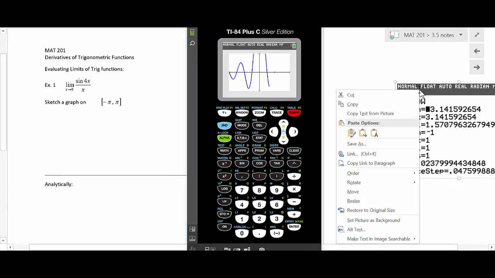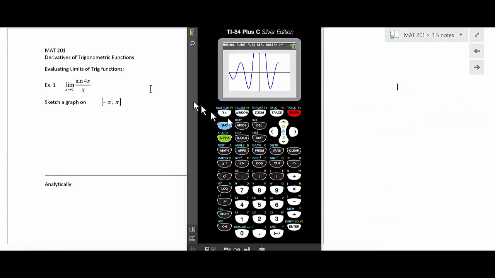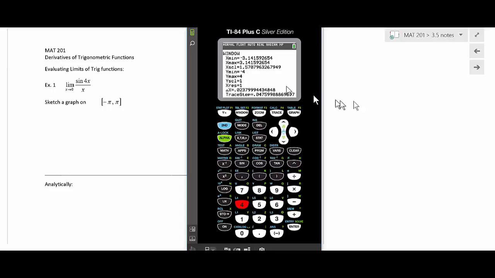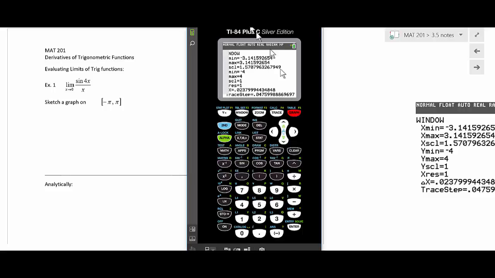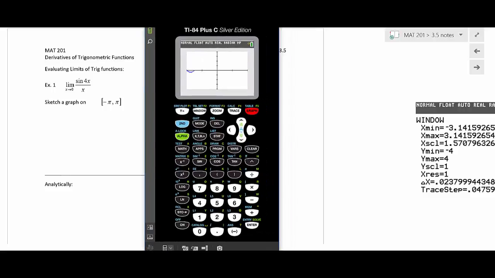I forgot. So I need you to do one thing. That 4 has something to do with this problem. So change your window so that your y's go from like negative 4 to 4. Like that, then graph it. Then we're going to look at the limit just visually and see what that is as x approaches 0. And then we're going to look at this same thing analytically.